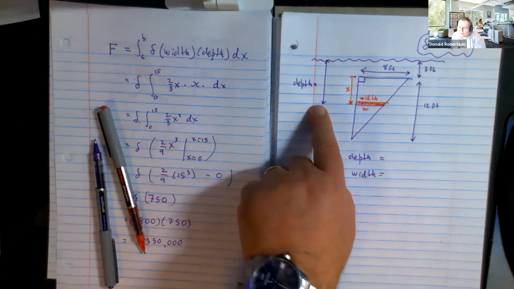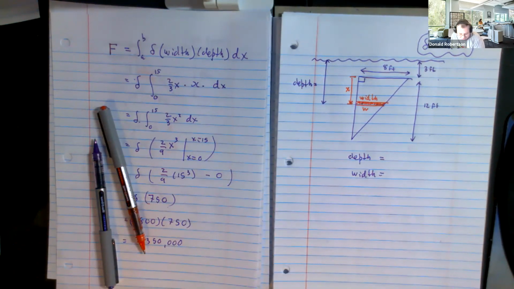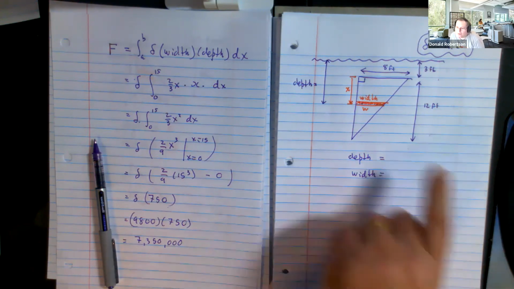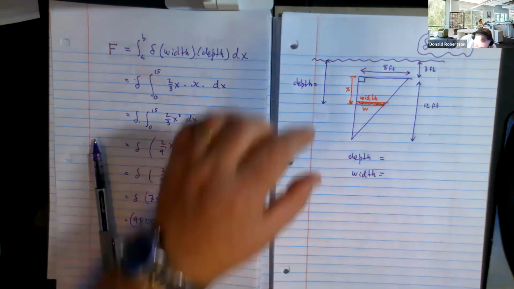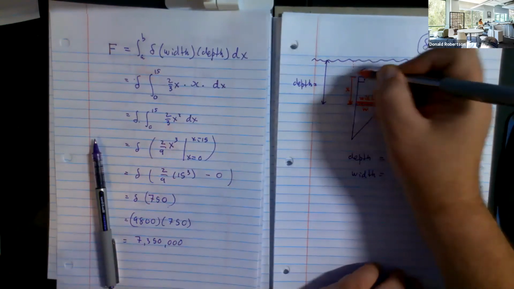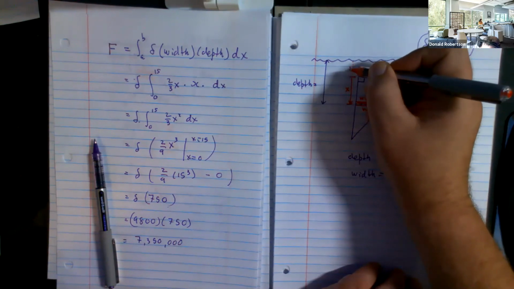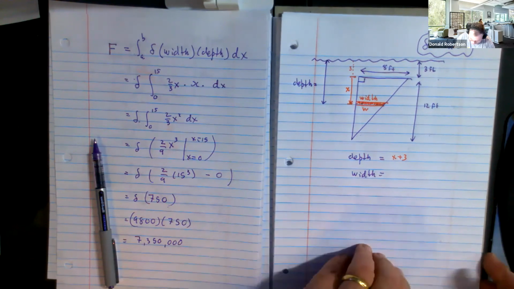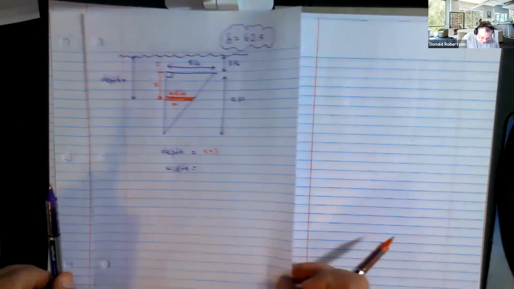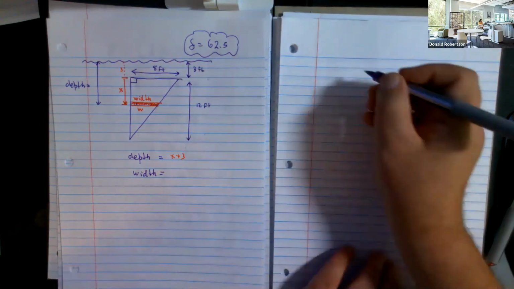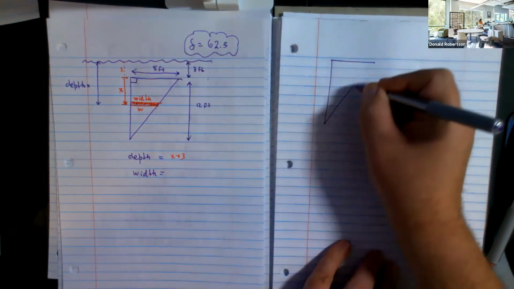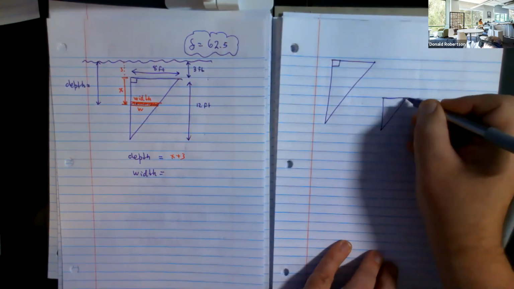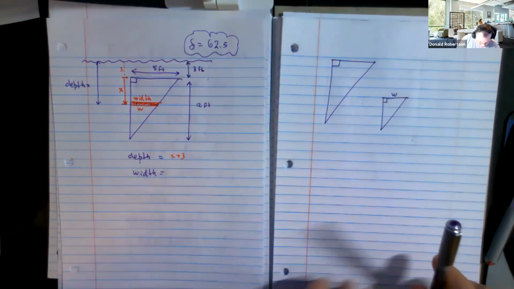What is the depth in terms of X? What is the depth? 3 plus X. Agreed. Can you see that little guy there is 3 and that's X? Now here's where things get a little bit awkward. These are similar triangles. I'm now going to draw them. The big one looks like that, and the little one looks like that. The little one's actually this piece here.